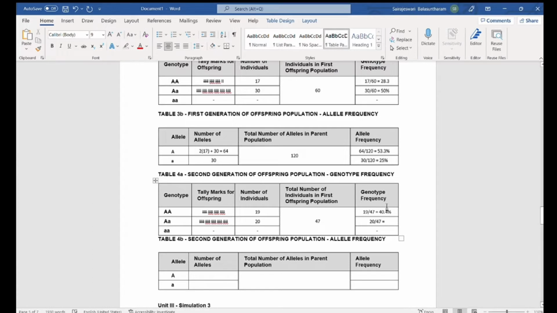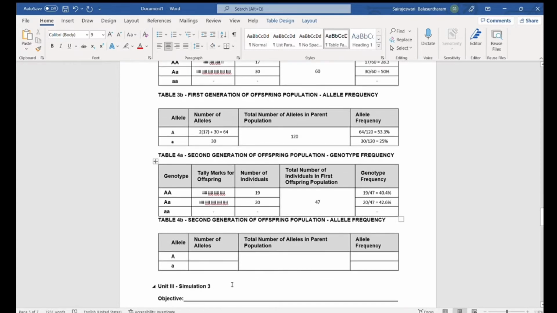Then you move on to the genotype frequency, which will be the number of individuals over the total number of individuals in the first offspring population. So that will be 19 over 47 times 100, and you will get 40.4%. And then 20 over 47, you get 42.6%.